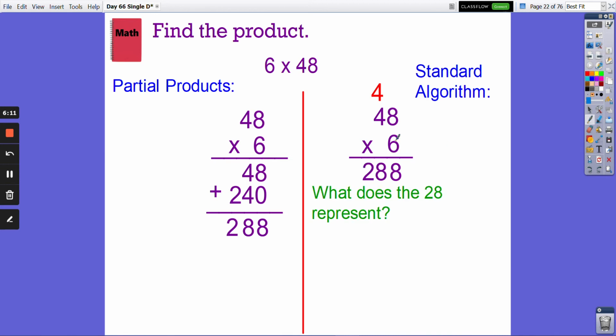Okay, now here I did my 6 times 8, and then the next step is I do my 6 times 4. 6 times 4 gives me 24. Oh, look, I see a 24 right there. 6 times 4 gives me 24, and then I'm going to add this 4 to get my final answer of 28. 6 times 4 is 24, plus 4 is 28. So now I have 28 tens. I multiplied 6 times 4 tens.